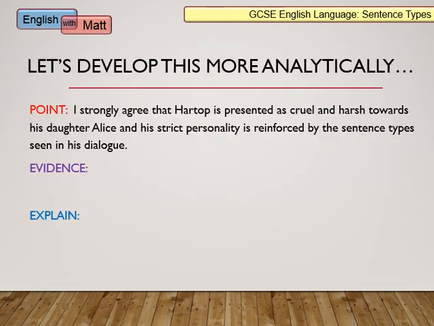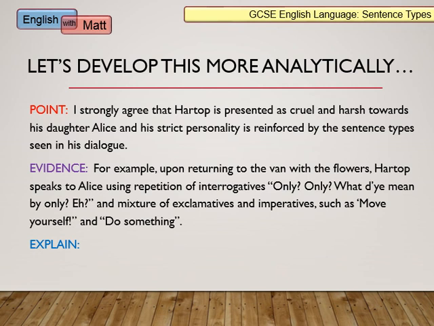Let's now think about, again, putting this into a PEE paragraph. So reminding us that the question is all about Hartop and his strict persona. You start paper 1 question 4 often with I strongly agree or I partly agree. I strongly agree that Hartop is presented as cruel and harsh towards his daughter Alice, and his strict personality is reinforced by the sentence types seen in his dialogue. So here you've noticed that the sentence types are a particularly useful method in terms of how the writer conveys meaning to you. It's one of the bullet points under question 4, if you remember.